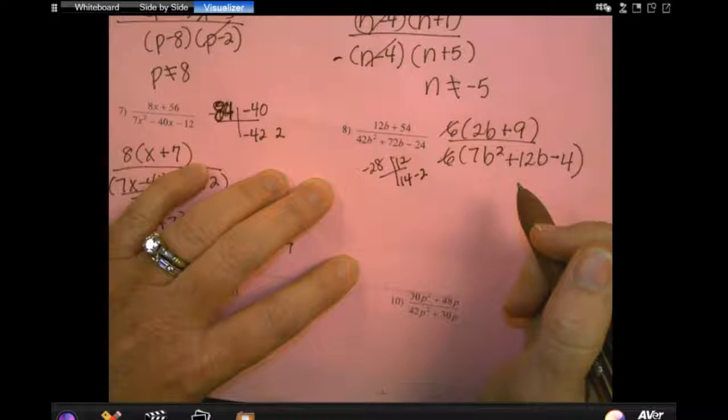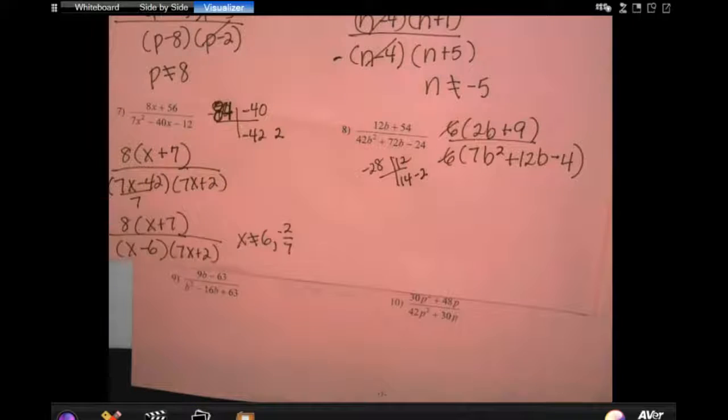Counting, we're back to the counting, Isaac. 7, 8, 9, 10, 11.